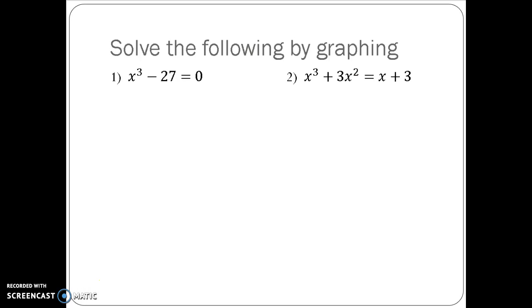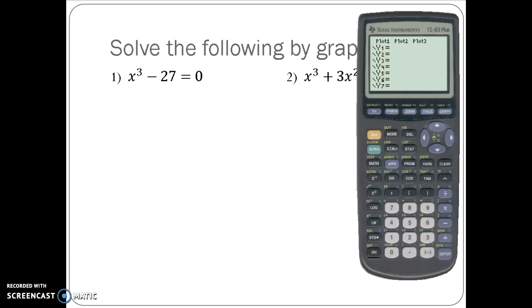We're going to take a look at number 1. We're going to solve this equation by graphing it. And so I'm going to start by typing that into my calculator. It's going to be x to the third, so x cubed minus 27. And so now I can go ahead and graph this.